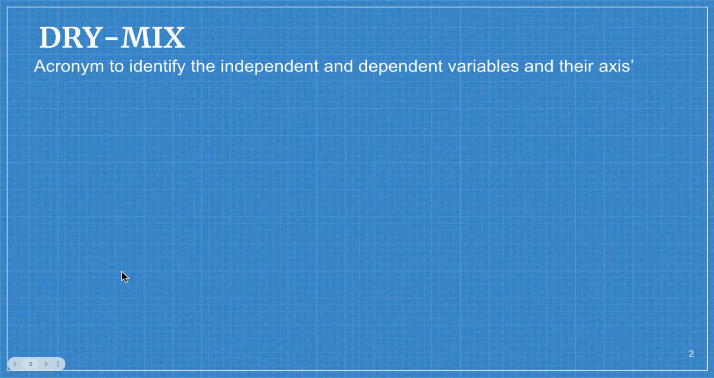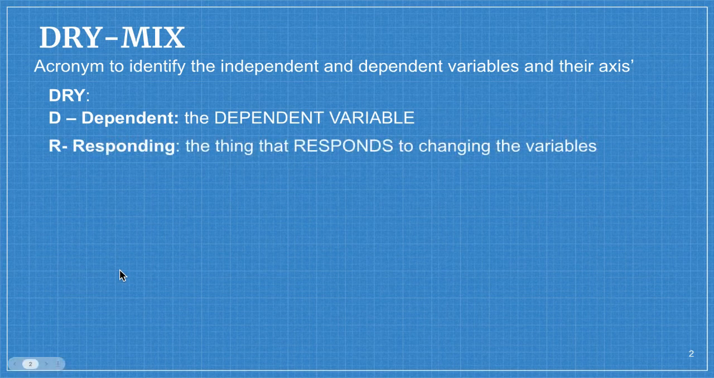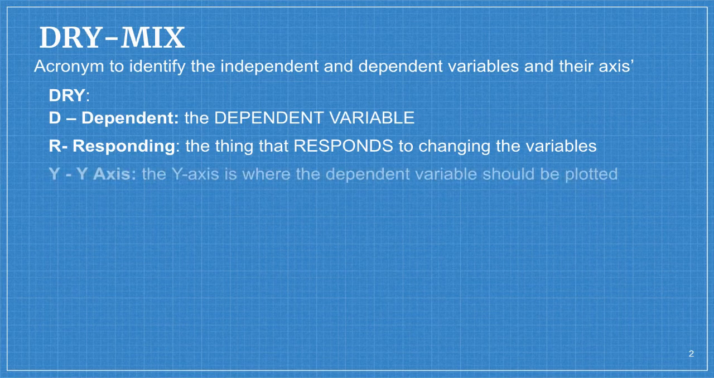DRY MIX. So what is DRY MIX? It's an acronym to identify the independent and dependent variables and their axes. DRY stands for: D stands for dependent, the dependent variable. R stands for responding, and that is the thing that responds to changing the variables. And the Y stands for the Y-axis. So the Y-axis is where the dependent variable should be plotted on a graph.